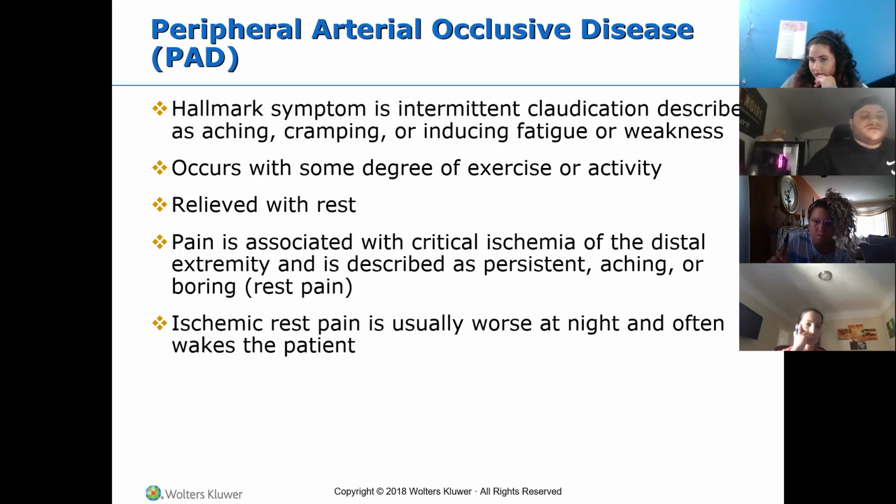These are all resultants of atherosclerosis, arteriosclerosis, which are the same thing basically. They happen at the same time. Yep.